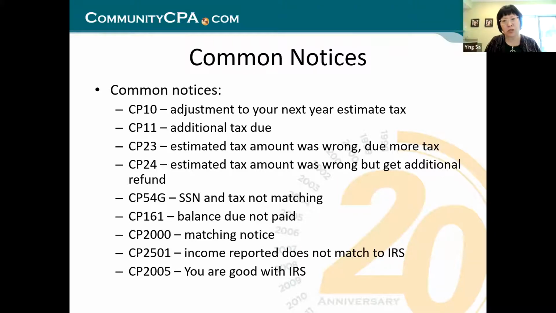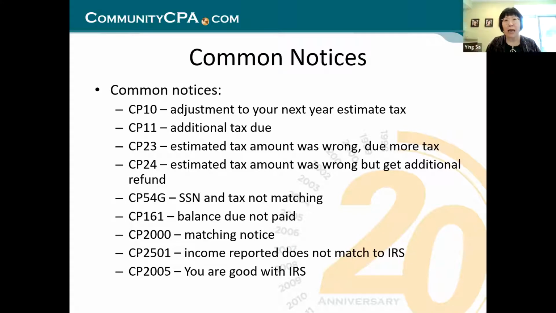CP11 is additional tax due. Well, you think you owe $3,000, but the IRS did their calculation, looked at your tax return, and goes, no, you owe $3,005. So they give you that $5 notice. That's a CP11.